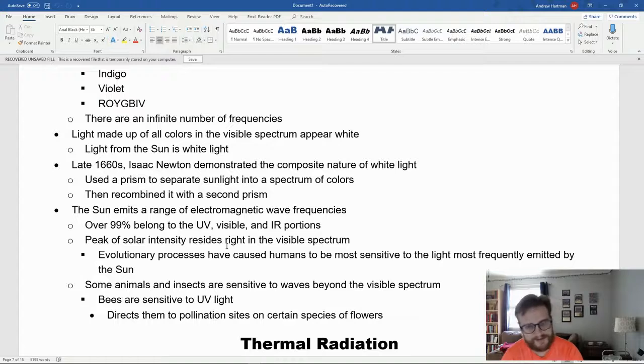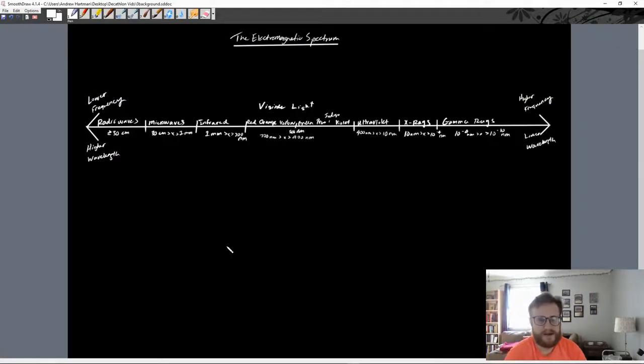Okay, and that's going to do it for the electromagnetic spectrum. Again, we have radio waves, microwaves, infrared, visible light, Roy G. Biv, ultraviolet light, X-rays, and then gamma rays. So that is the spectrum. And this spectrum is going to allow us to do some amazing stuff when it comes to astronomical observation, understanding how the spectrum works, and stuff like that. But that's for another video.